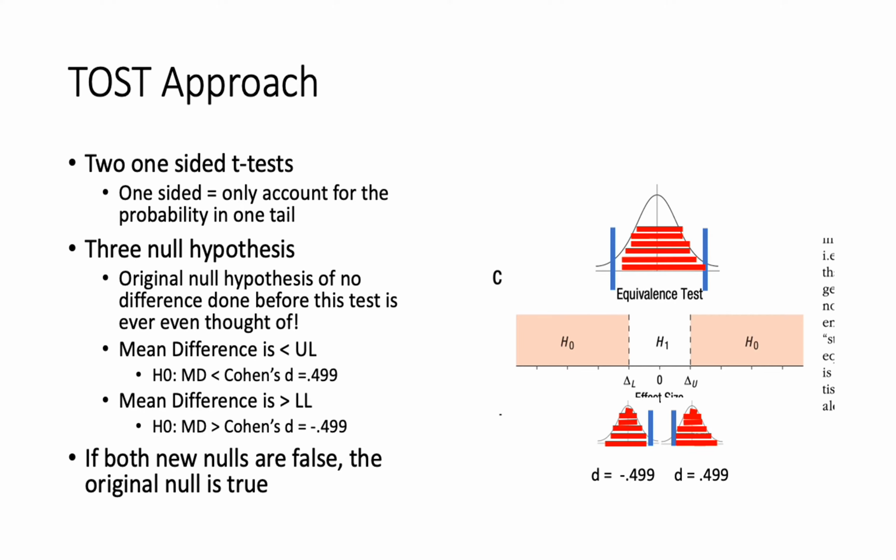Now, how do we actually do this? We actually have to do two one-sample t-tests. The first test is focusing on the right side of the distribution. So it's saying, is your mean difference significantly smaller than the mean difference predicted when Cohen's d equals 0.499? So that is our null hypothesis. You can see that this distribution is centered around 0.499. You can see that there are two null hypothesis distributions down there. Only look at the one on the right.